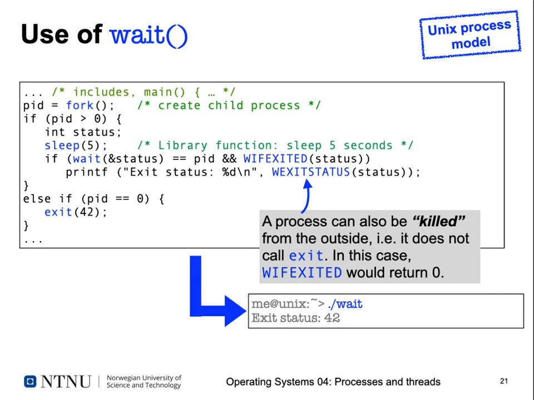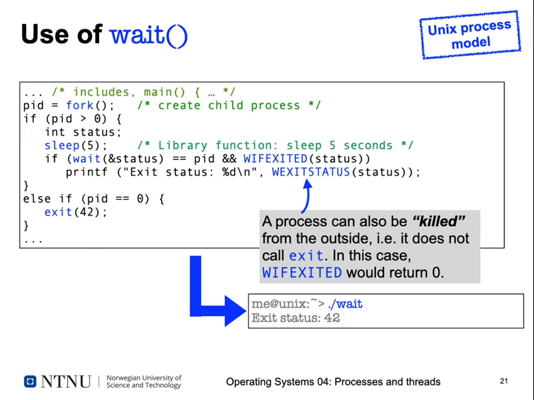So you can use wait like this. So inside of maybe our main function, we would call fork, which returns the pid, and we've already seen we switch between the case where pid is greater than zero, so we know we're in the parent process, and if pid is equal to zero, so we know we're in the child process. So our child process only does one very simple thing. It calls exit, and it passes a parameter of 42 as the exit code.